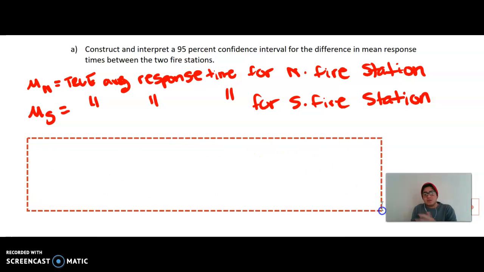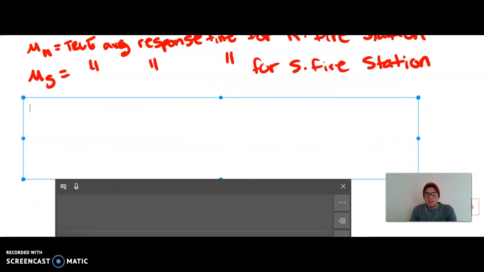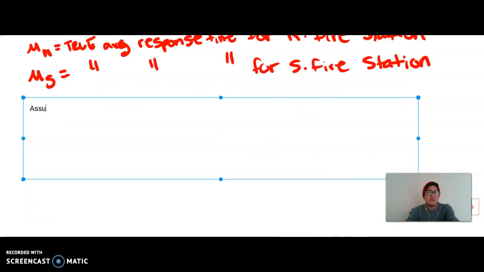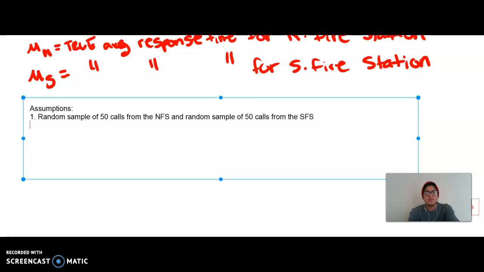Now, we have to check a few assumptions to ensure the validity of this process. And so our first assumption is that we must have an element of randomness. And here I have a random sample of 50 calls from the north fire station, and I have a random sample of 50 calls from the south fire station.